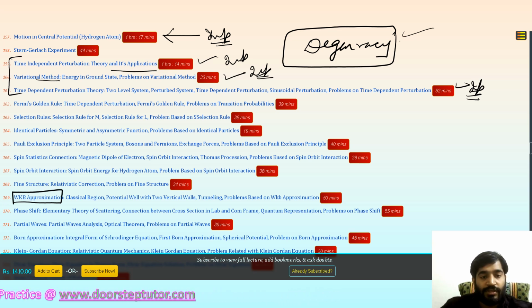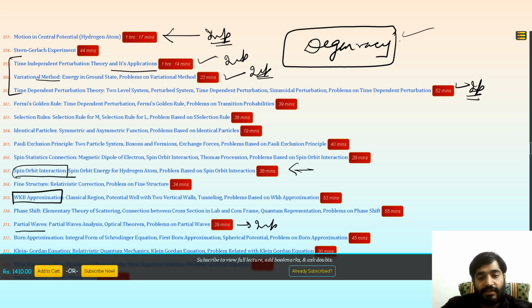WKB approximation, then spin orbit interaction. This is a small topic, clear your concept. Okay, then we come to the partial waves. These are just 5 marks topics, that's why they are important. This is also phase shift.